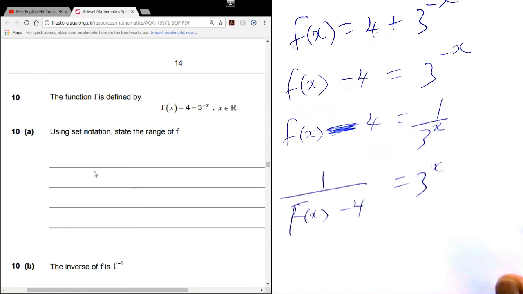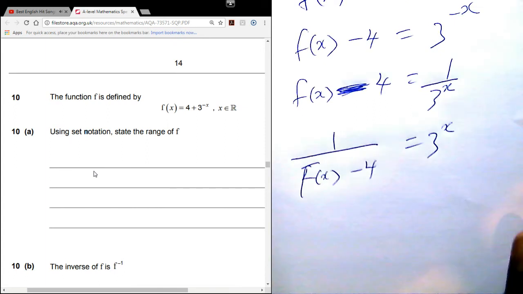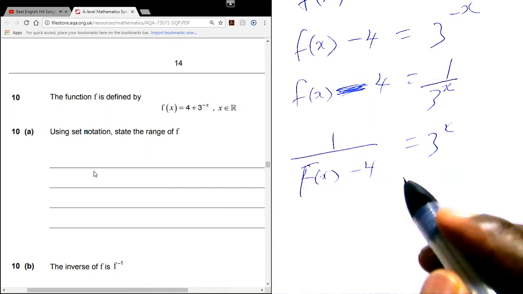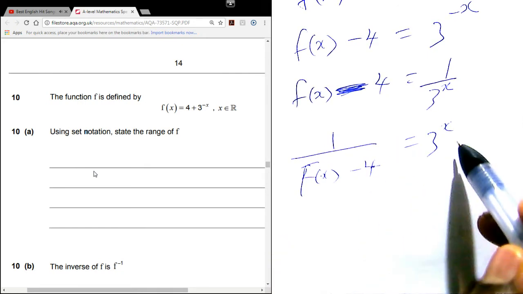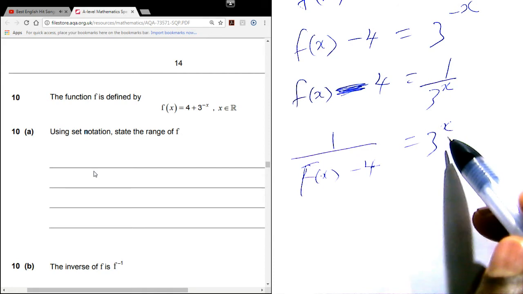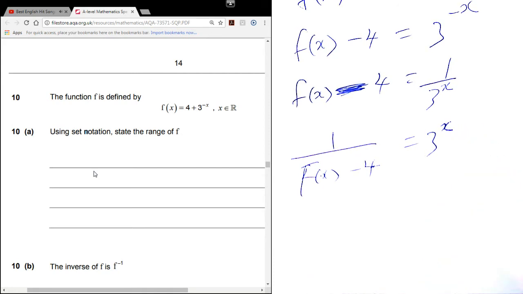I do apologize for my terrible handwriting. I guess it was due to the kind of nursery school I went to. Whatever it was. Now we are almost there. We just need to make x the subject.